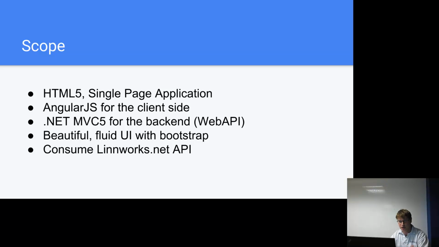So the scope of this project would be, we're going to build the whole application in HTML5 as a single page application driven by AngularJS on the client side. We're going to use .NET MVC 5 for the backend, for the web API, and to generate the actual page. We're going to attach a beautiful and fluid UI using standard UI Bootstrap. And we're going to consume the Linux.net API to get the data out of the Linux.net system and then push the data back in if we need to.